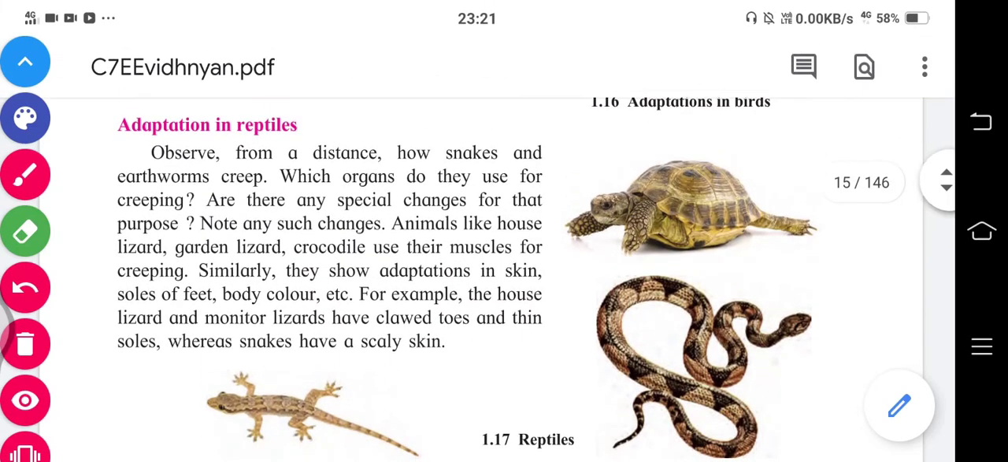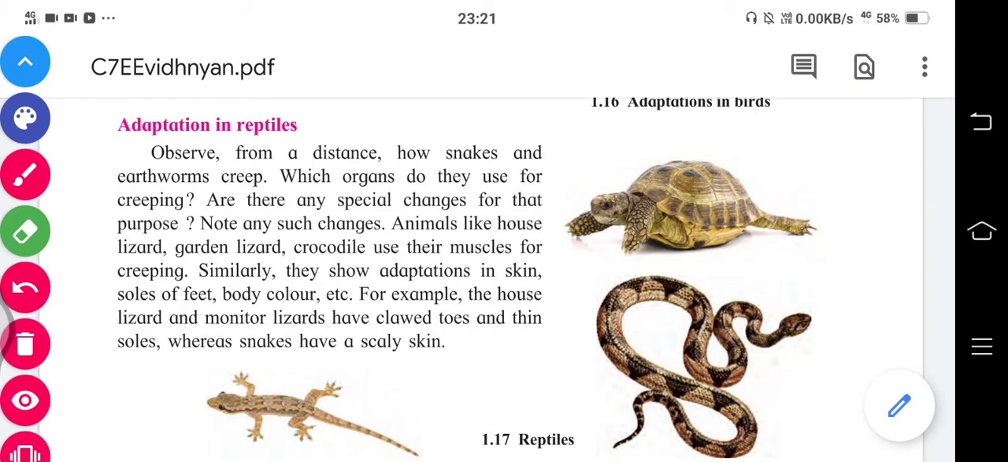Reptile animals means what? Yes, they can walk with the help of their body muscles or their skin. Okay, so observe the distances, how snakes move with the help of their organs. Do they have special changes for that purpose? Yes, obviously they have special changes for that purpose. What changes? Their muscles will change, their movement will change, those are the special changes for that purpose, is it? So yes, note any such changes.